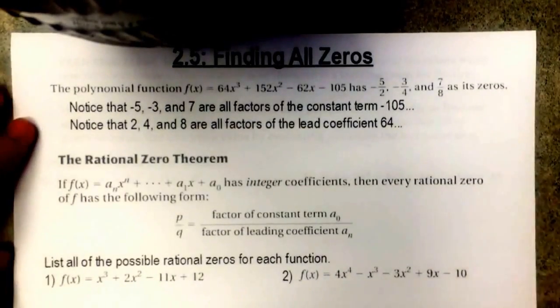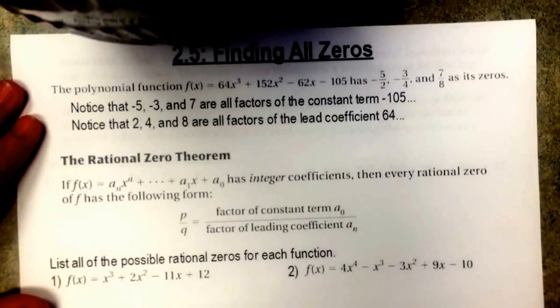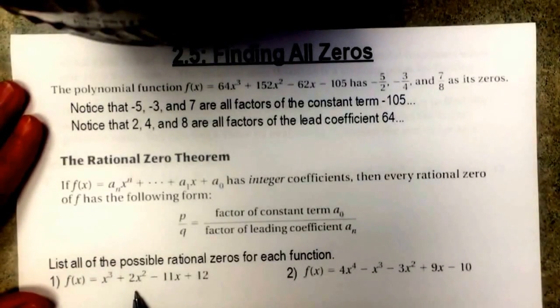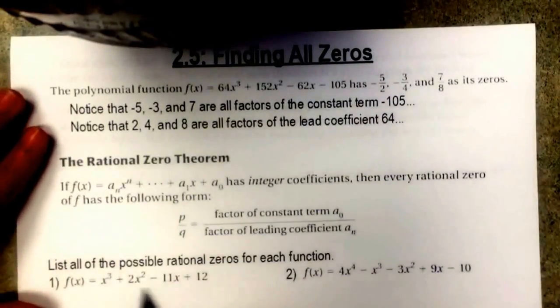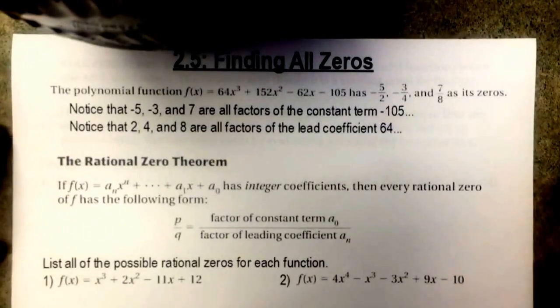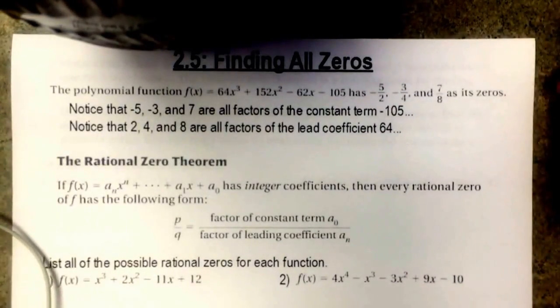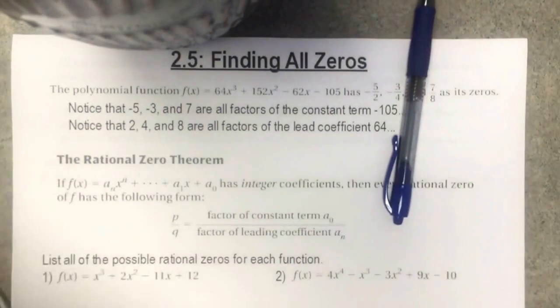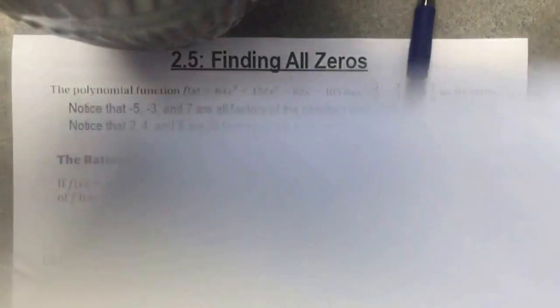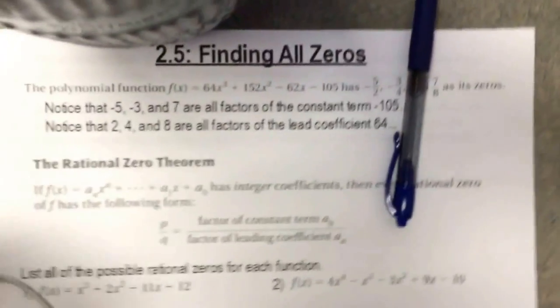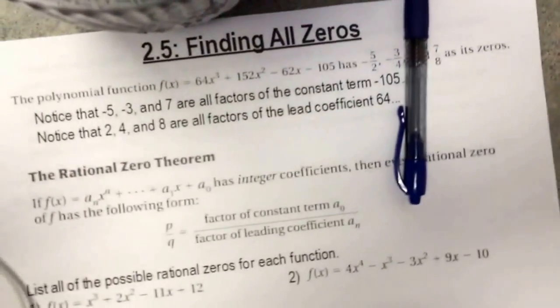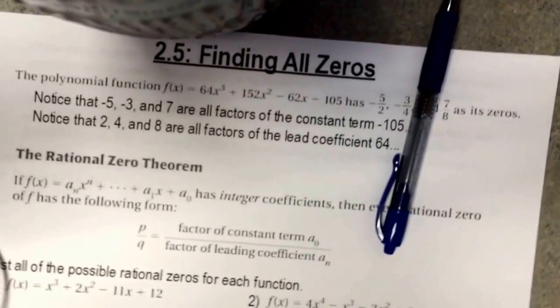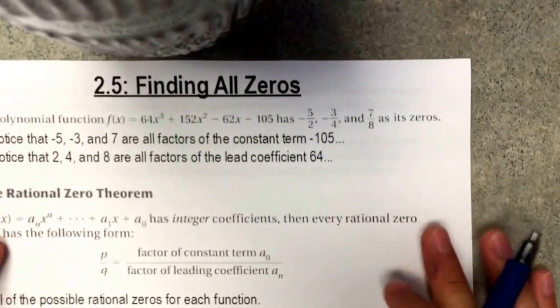So what we're going to do is use that fact to solve polynomial equations like this one, where we don't know any of the zeros to begin with. So what we're going to use is this thing called the rational zero theorem, to figure out what the zeros are going to be. The first thing that we're going to talk about is what the rational zero theorem is going to tell us.